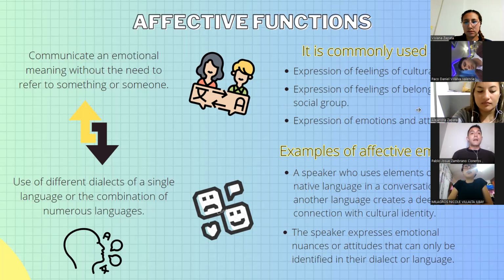For example, a speaker who uses elements of their native language in a conversation in another language creates a deep connection with cultural identity, or the speaker expresses emotional perceptions or attitudes that can only be identified in his dialect or language.